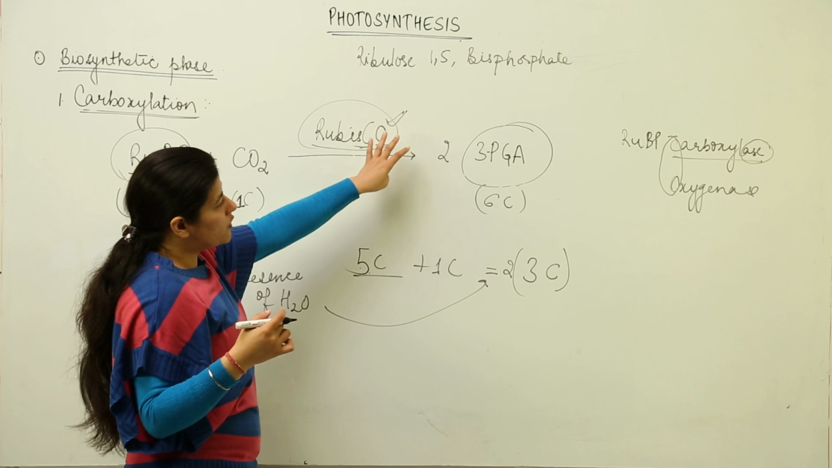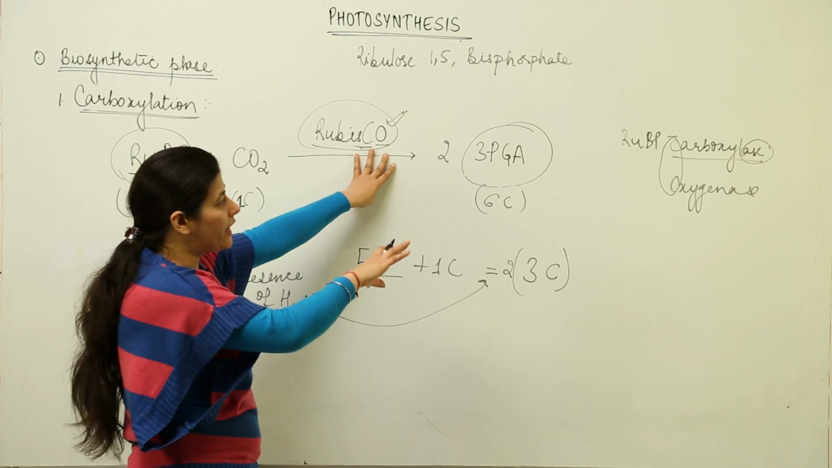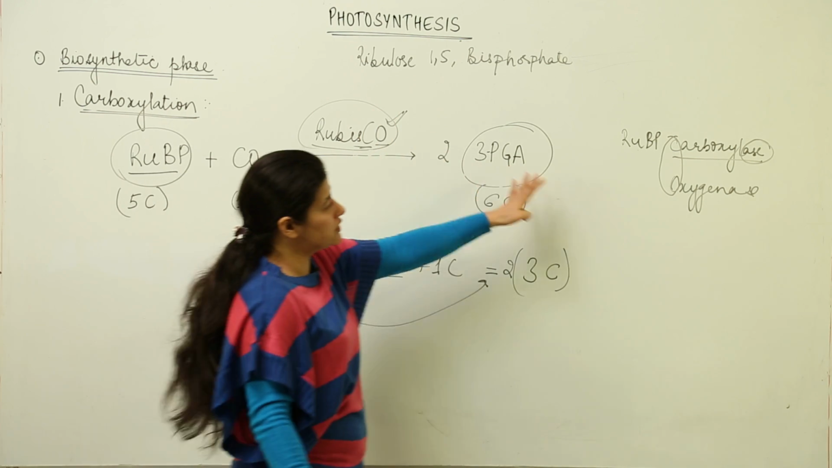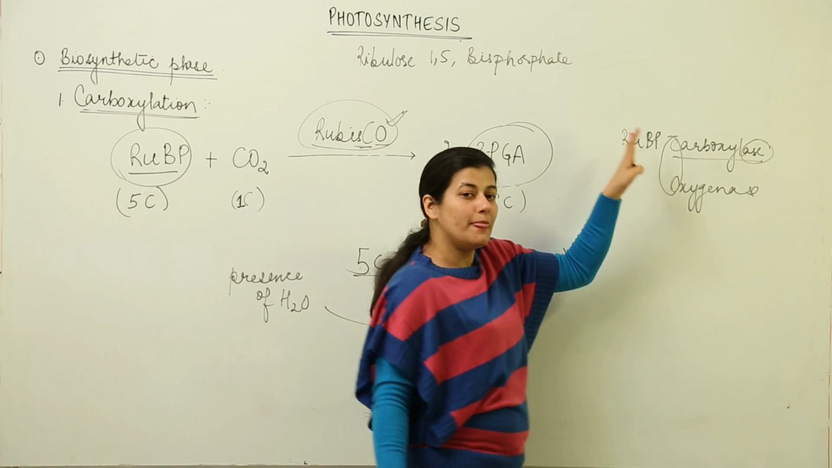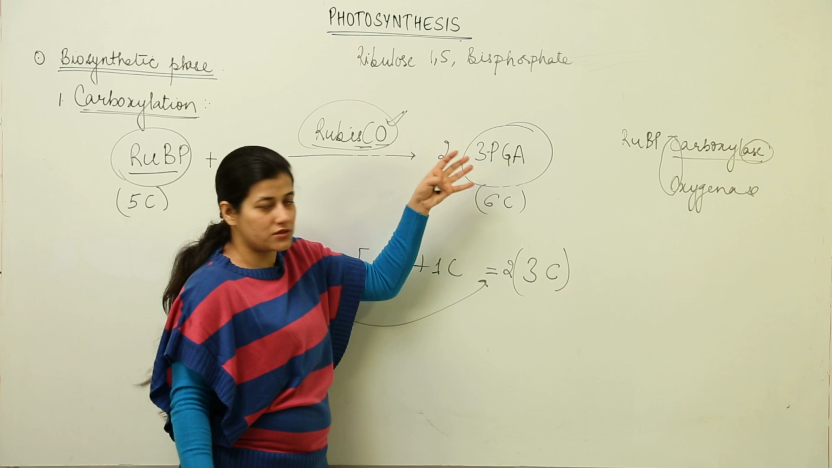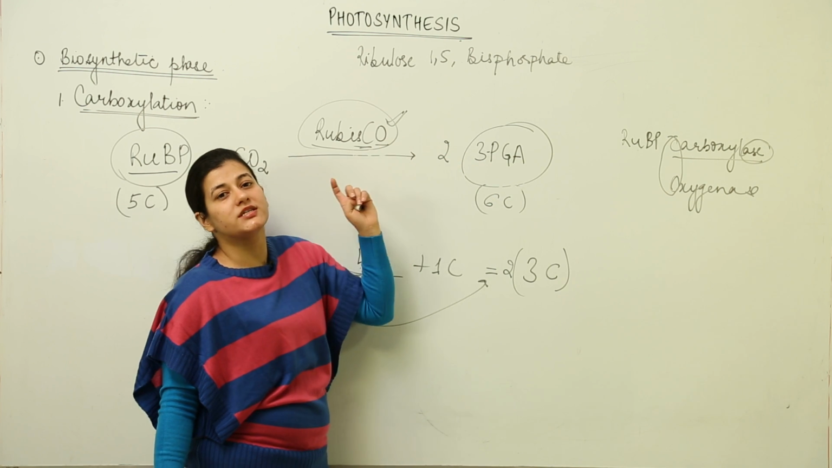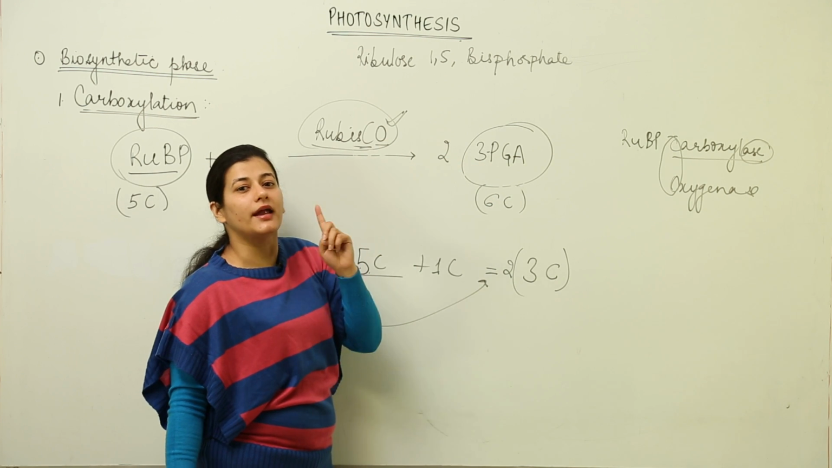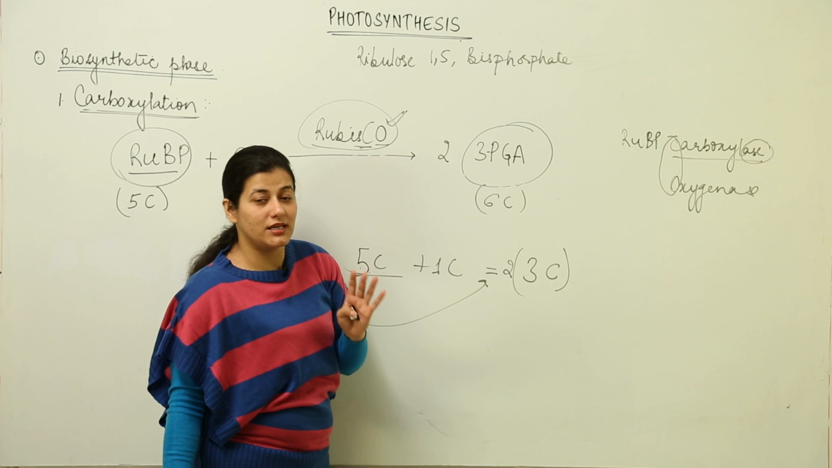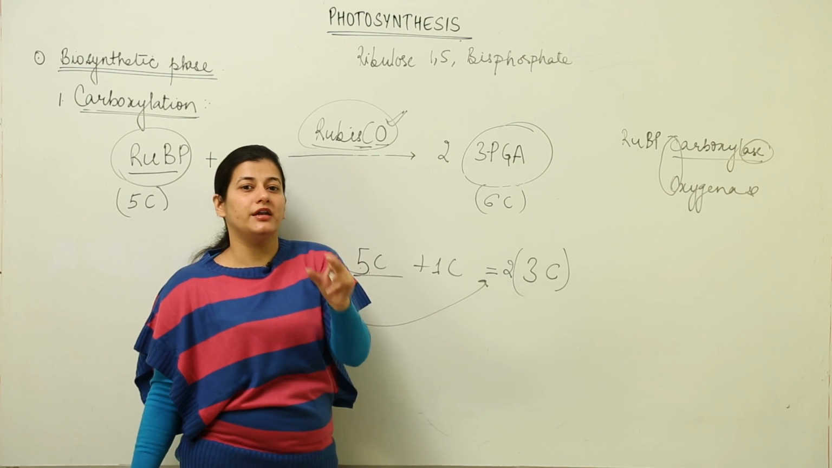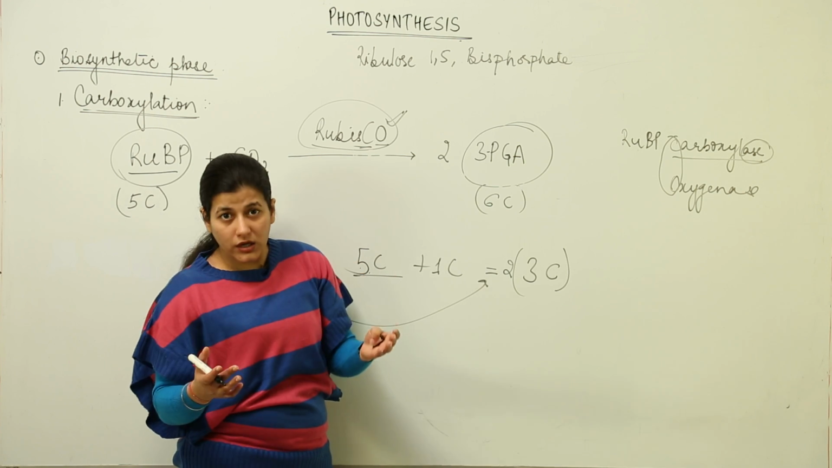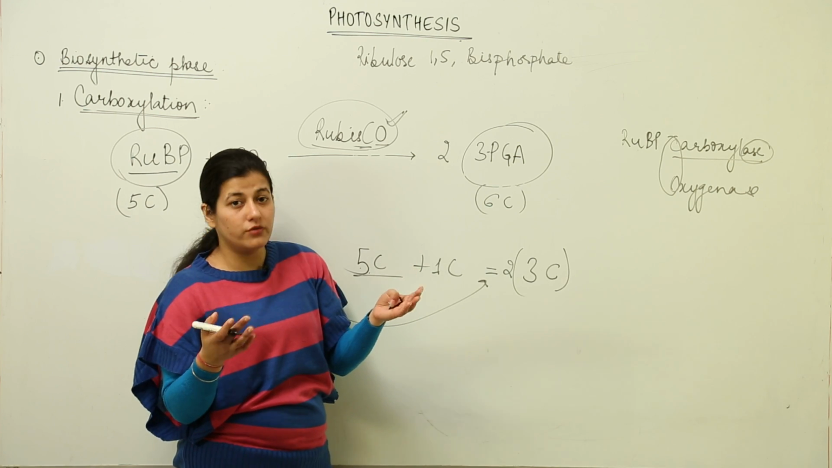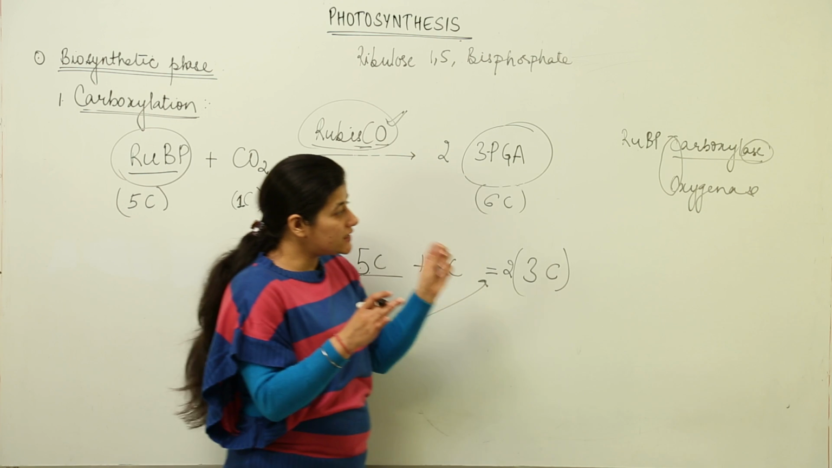It is responsible for both oxygenation and carboxylation, but over here we are concerned with the carboxylase activity of RuBP, and it is called Rubisco. It is the most abundant enzyme in the entire world. You have to remember this thing, that if ever you find an enzyme which is the most abundant in the entire world on earth, it would be Rubisco.